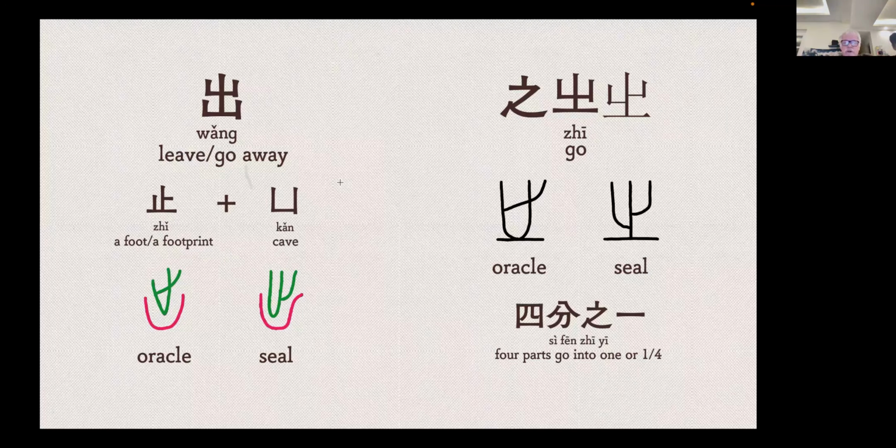Any questions or comments on these characters? So it should be chu means go out of. And zhi also has the kind of basic meaning of out of. One out of four.